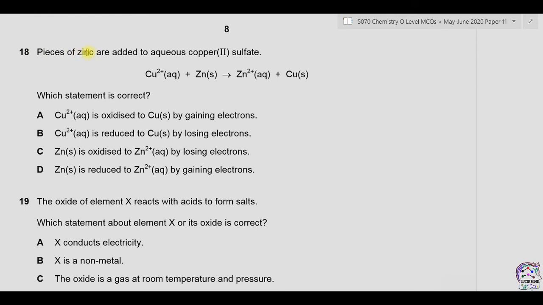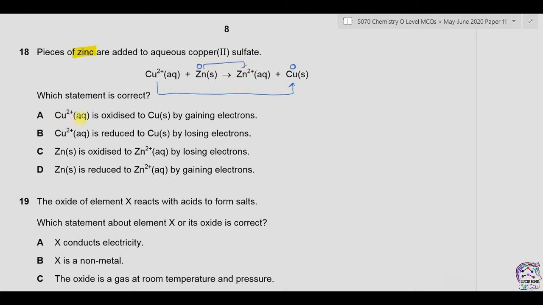Question 18. Pieces of zinc are added to aqueous copper 2 sulfate. Which statement is correct? And they have given the equation. In this equation we can see copper is +2, and on the product side it has converted into 0 oxidation state, while zinc was 0 on the reactant side and it has converted to +2 on the product side. So it means copper has reduced to copper 0 and zinc has oxidized to +2.